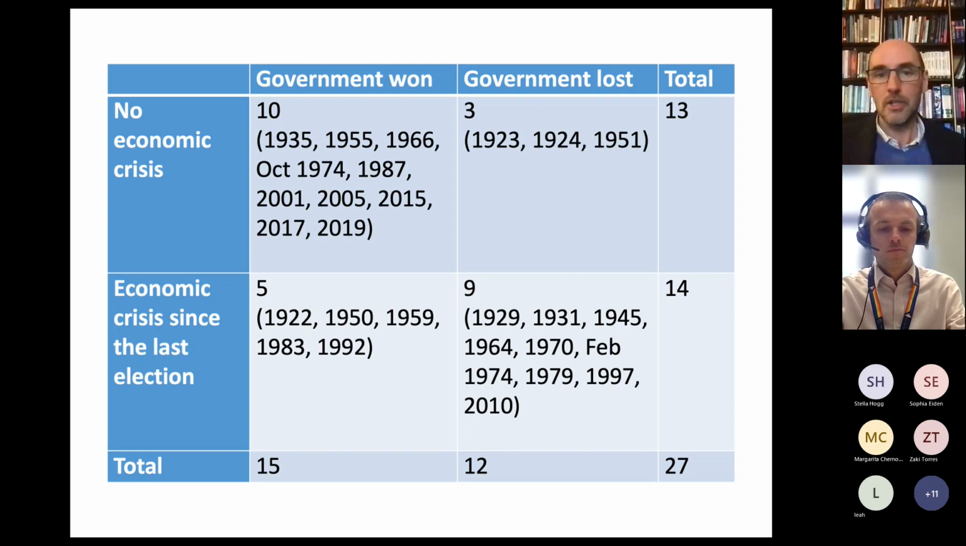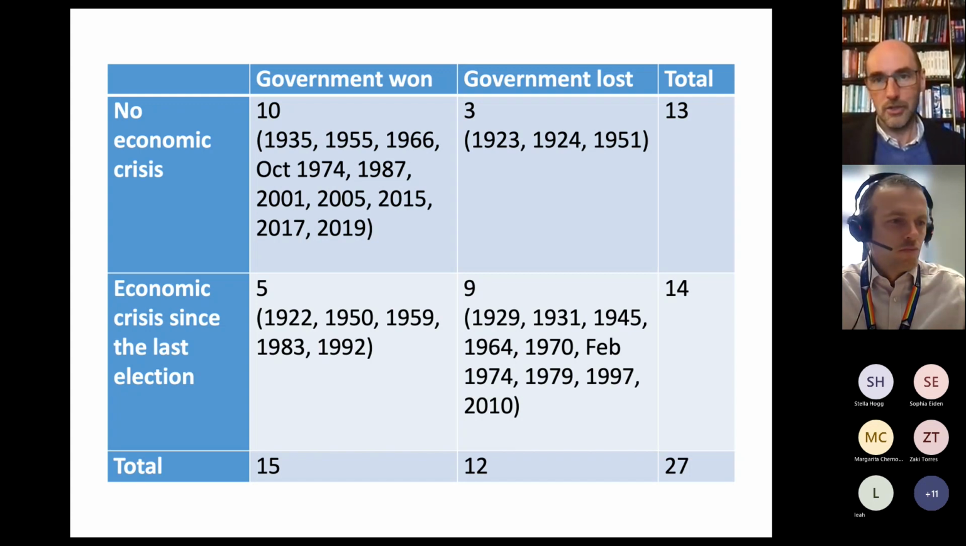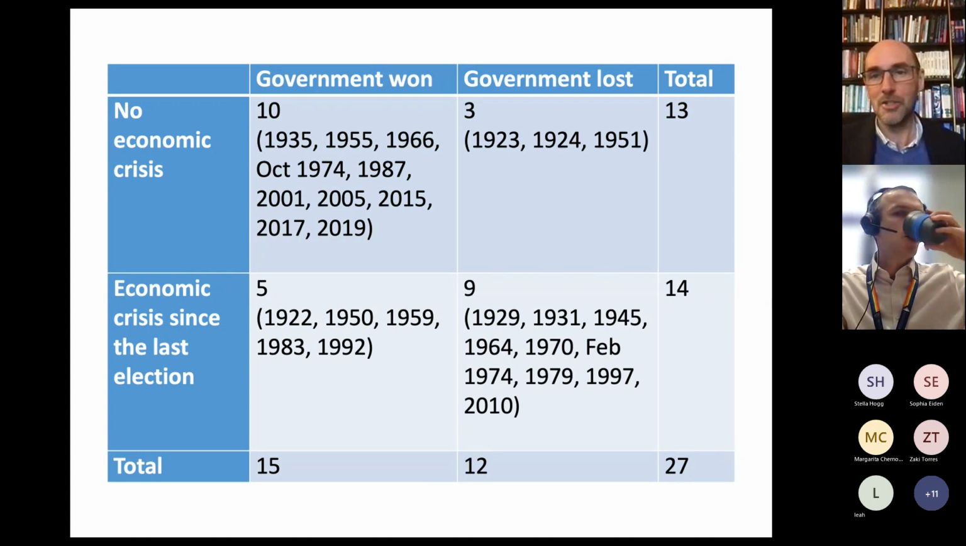So there was an election in 1922, and there was already another election in 23, and then in 24. And then in 1951 there was an election, even though there had already been an election in 1950. So these are all early elections, and what's more, they're basically elections that shouldn't have been called. Baldwin called this election by mistake, I would say, and lost.